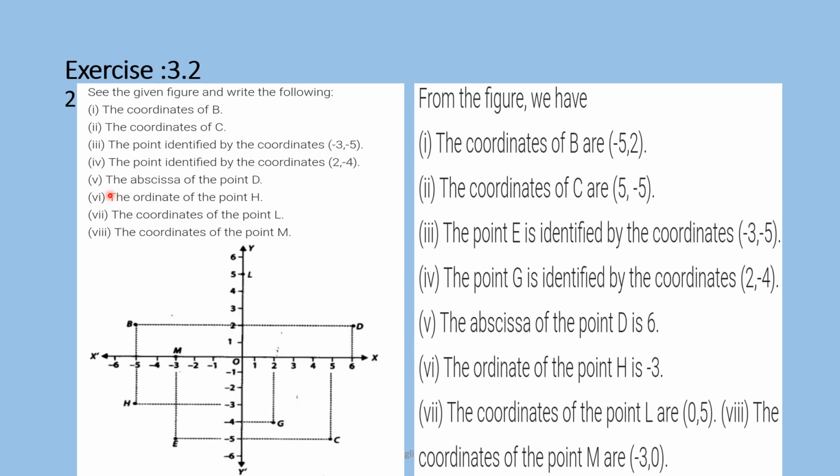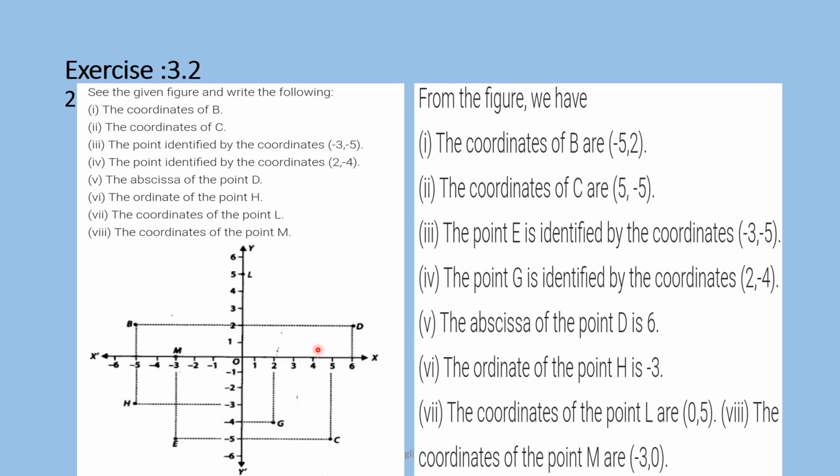Now question number 5, the abscissa of the point D. So you locate the point D. Abscissa means x coordinate. So you draw a line perpendicular to the x-axis. It is intersecting at the point 6. Therefore, the abscissa of the point D is 6. Number 6, the ordinate of the point H. Now locate the point H. Ordinate means the y coordinate. So you draw a line perpendicular to the y-axis and it is intersecting at -3. Therefore, the ordinate of the point H is minus 3.